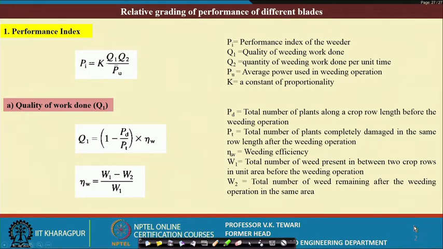See the relative grading of performance of different blades. Now, what is the cutting element? If you recall, in the previous lecture I said that different types of cutting elements are employed. There is a wheel in front, which maintains the depth of operation and provides forward movement, and you have a handle on which the person applies the force.